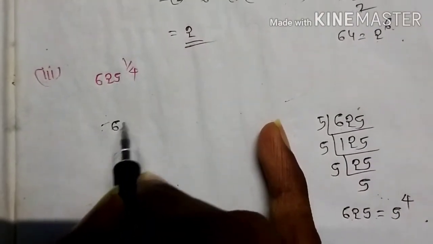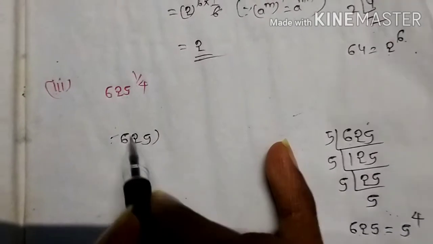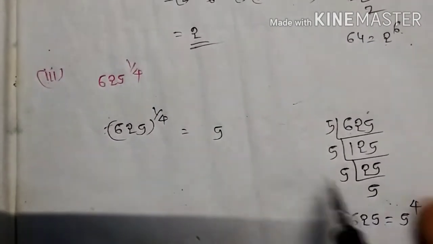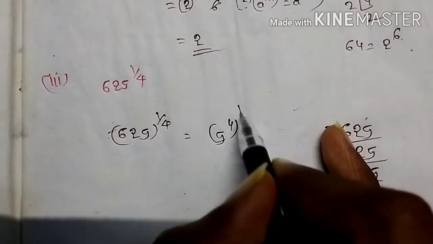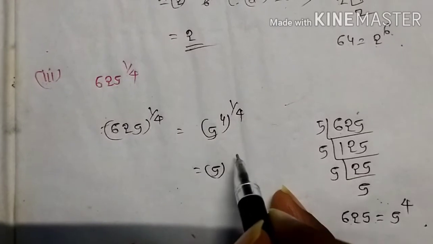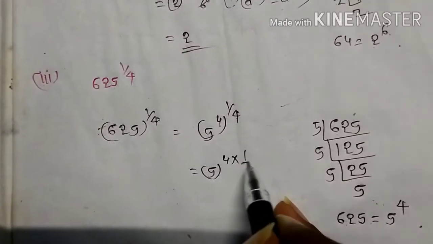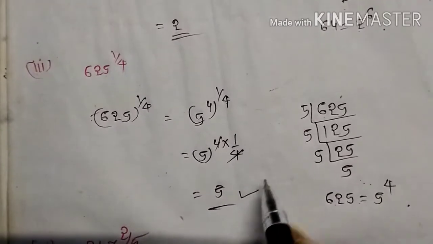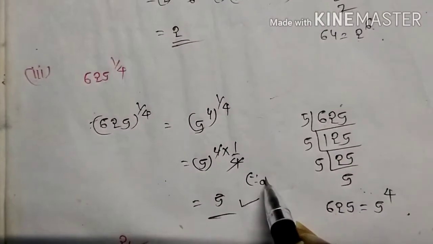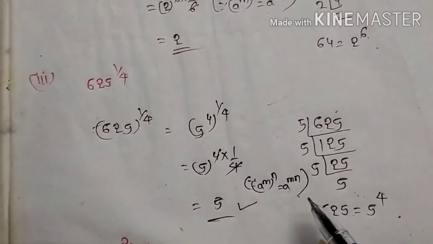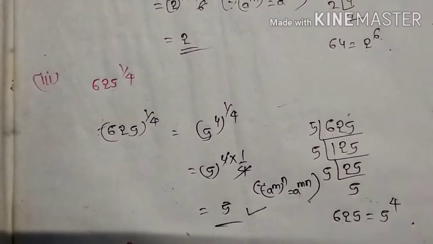So you can write here 625 whole power 1 by 4, 625 is equal to how much? 5 power 4. That means here 5 power 4 whole power 1 by 4. Already in the previous problem I told that a to the power m whole power n is equal to a to the power m into n. That means 4 into 1 by 4. 4 cancel, you will get how much? 5 is your answer. If you want you can write here a to the power m whole power n is equal to a to the power mn. This is the formula we have to remember.